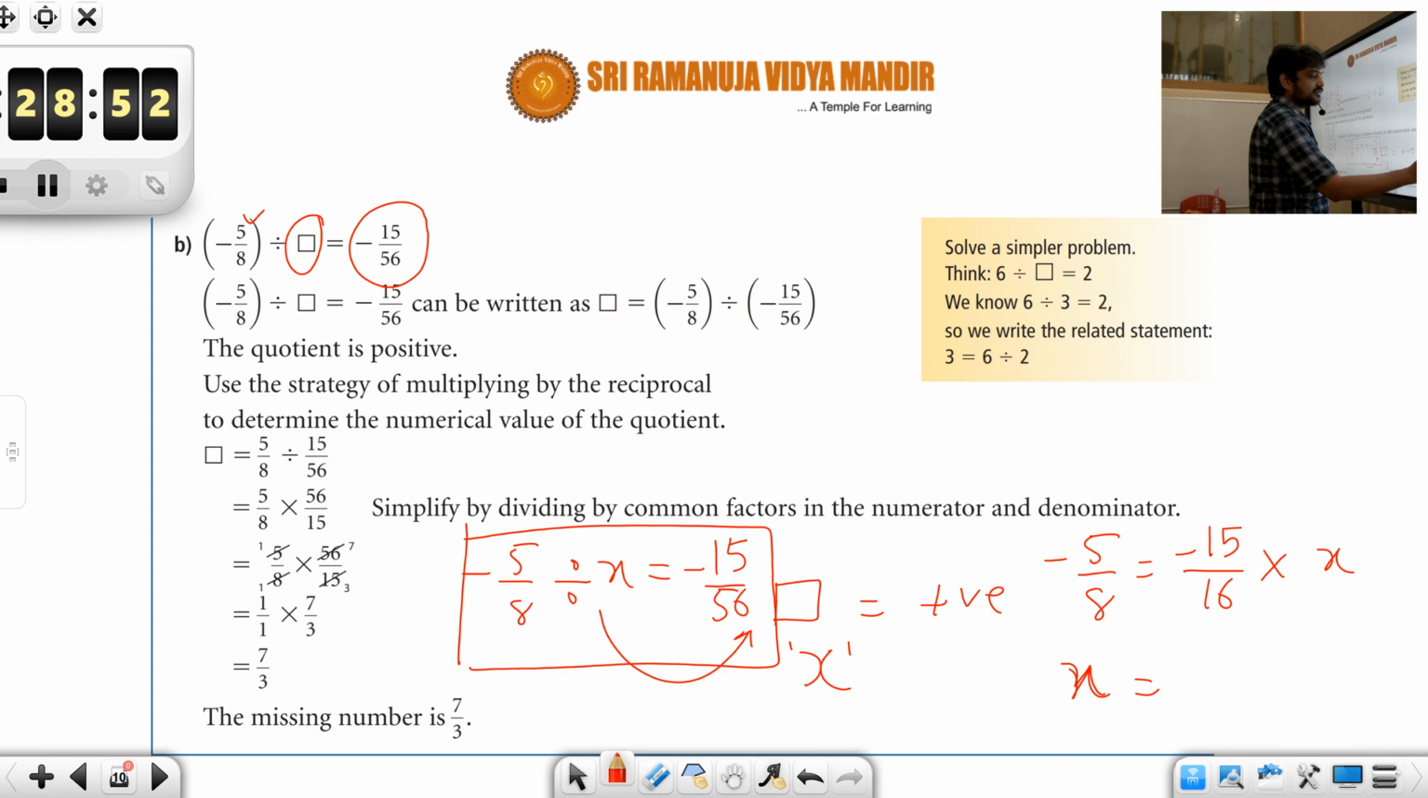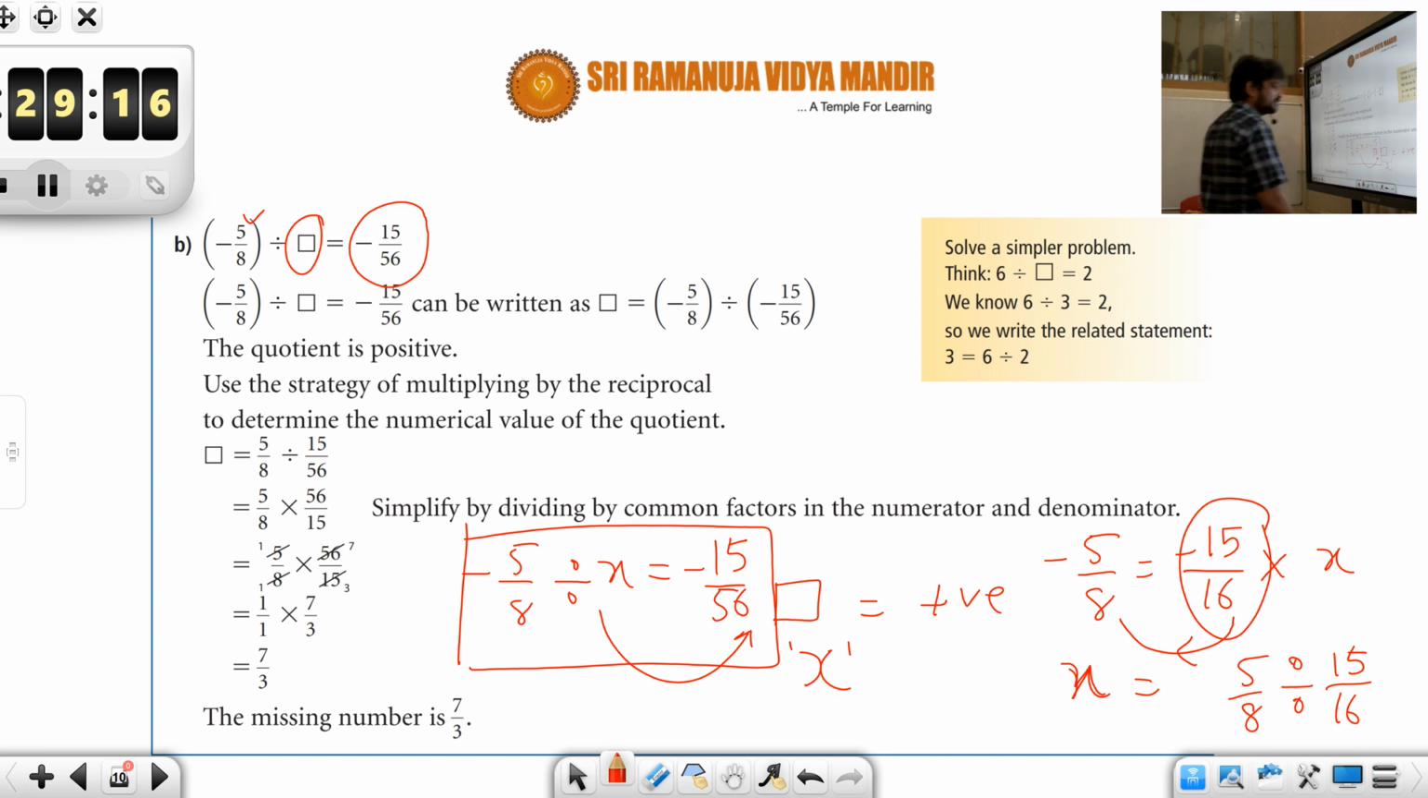Let me not use minus anymore because you are quite familiar with that sign convention by now. So this 15 by 56, if you take it to the other side, we can write this as 5 by 8 divided by 15 by 56. Yes, students. So x here we can write as 5 by 8 divided by 15 by 56. Now, so what is the value we have got? 5 by 8 divided by 15 by 56.